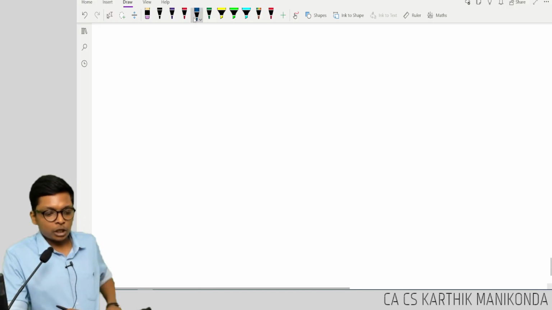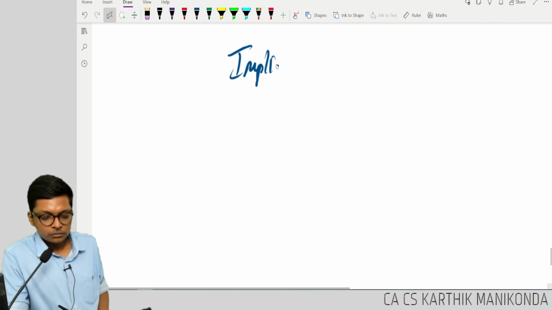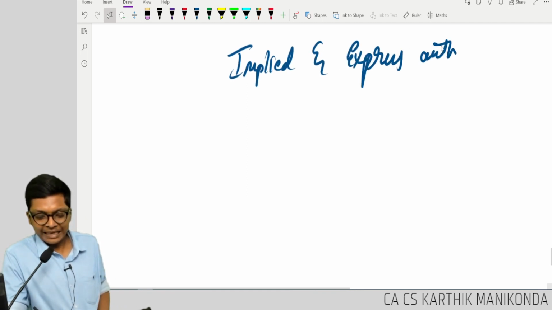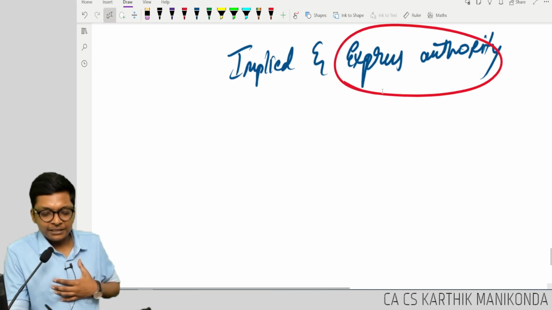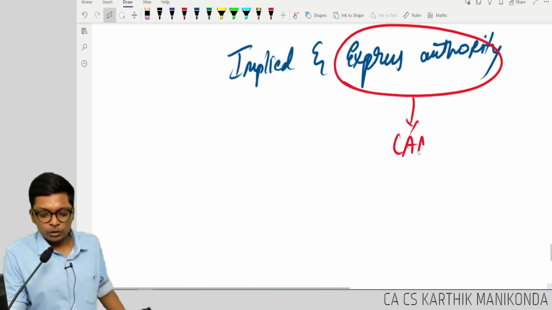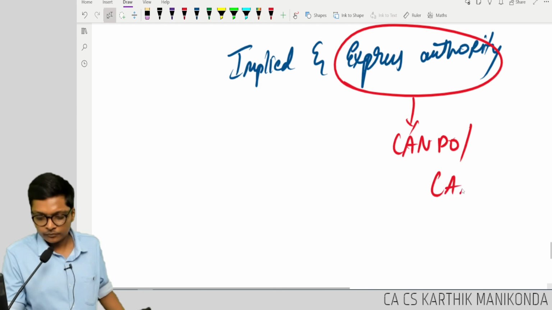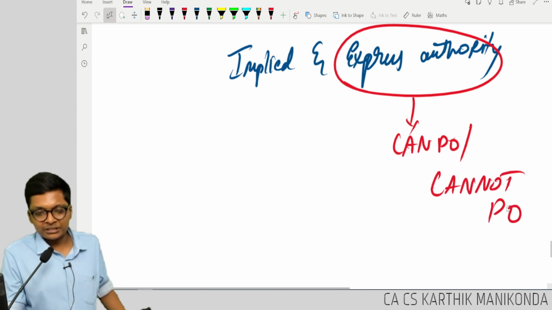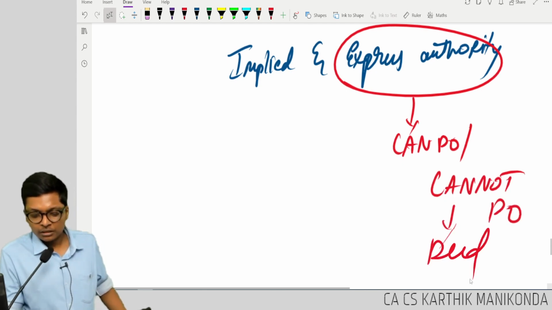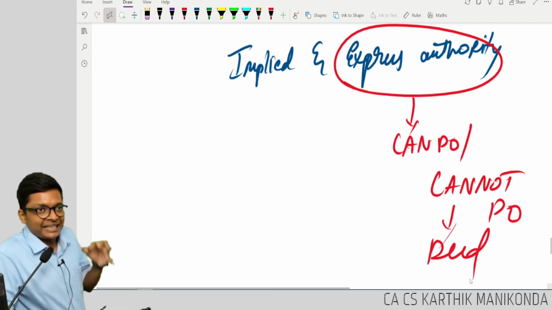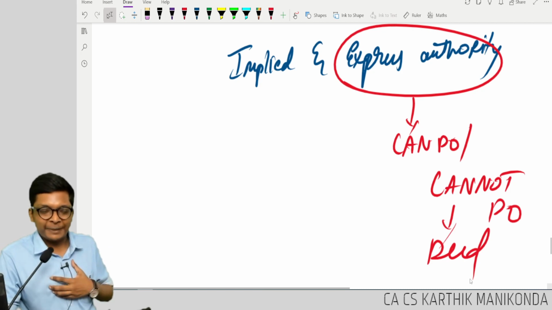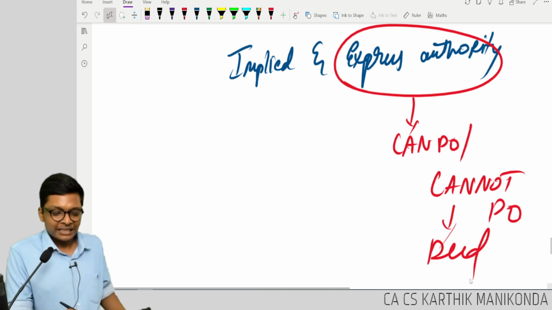Now, this concept of implied and express authority. Here what they are saying, express authority means the partner can do certain things or he cannot do certain things based on the partnership deed. So that depends based on each partnership.